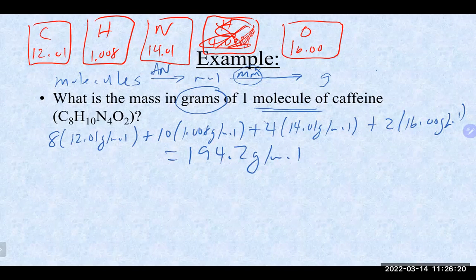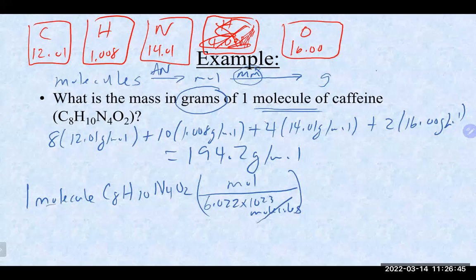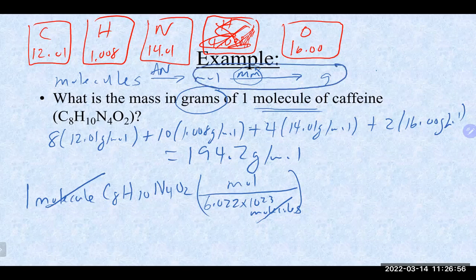We will start with our one molecule of caffeine. Here we will use our Avogadro's number to convert it. And we want the Avogadro's number here on the bottom. So that is going to be 6.022 times 10 to the 23 molecules per mole. At this point, if we stop the calculation right there, the molecules will cancel. We'll be left with moles, which again is close to what we want.